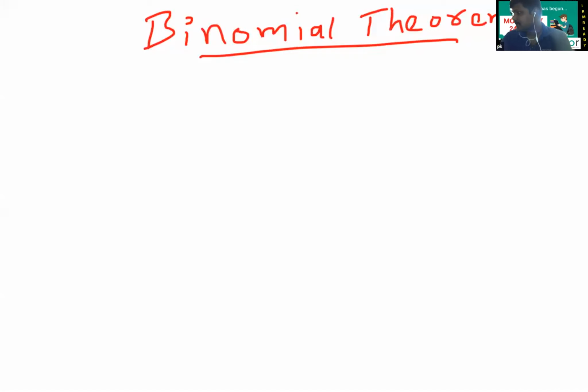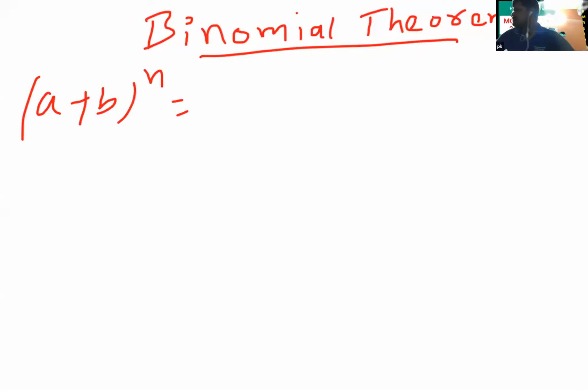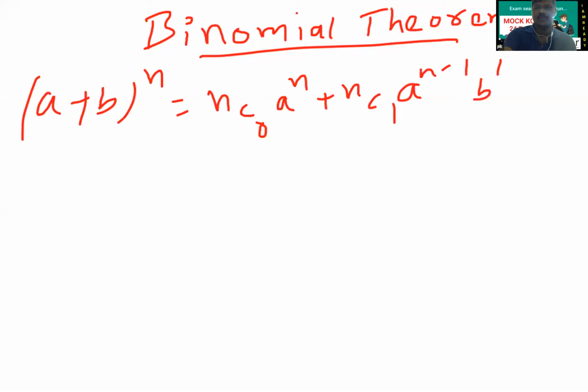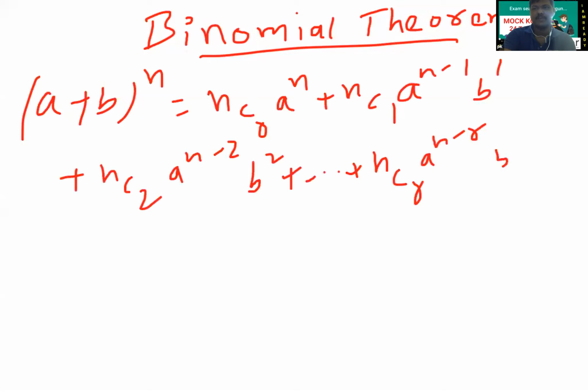The basic important thing in Binomial Theorem is the (A + B)^n formula. What is the (A + B)^n formula? NC0 A^n + NC1 A^(n-1) B^1 + NC2 A^(n-2) B^2 and so on, plus NCR A^(n-R) B^R, and so on, plus NCN B^n. This is the basic formula of binomial theorem.